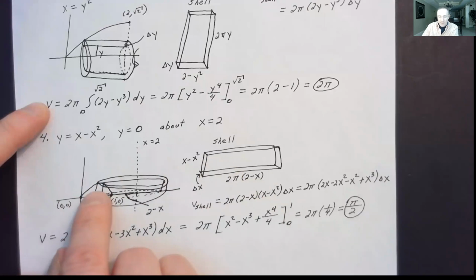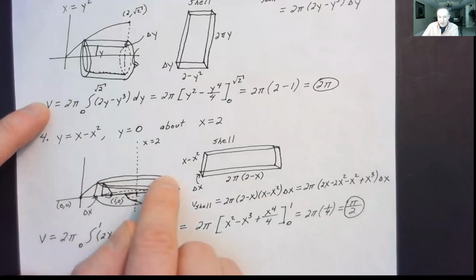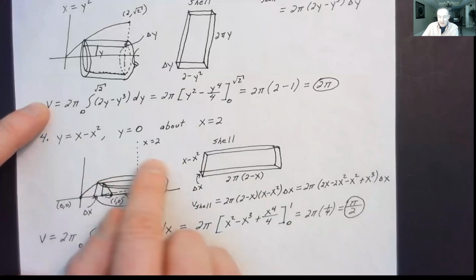Well, instead of trying to draw the whole region, I'm going to draw one shell. So I can say, oh, okay, I could draw a rectangle within this region. Every single rectangle would get rotated about that axis of revolution.